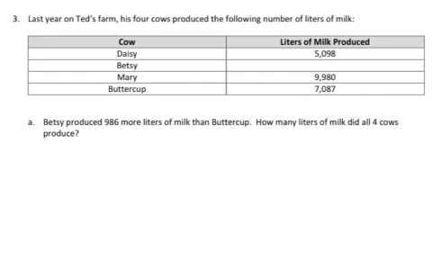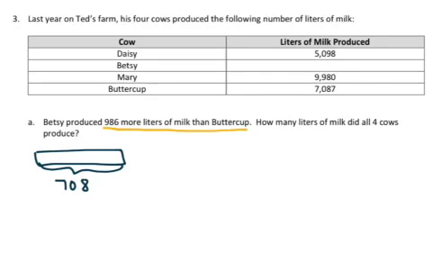So part A says Betsy produced 986 more liters of milk than Buttercup. How many liters of milk did all 4 cows produce? So we have to find Betsy's first. So this is important, 986 more liters of milk than Buttercup. So let's just draw a simple tape diagram. So this is what Buttercup produced, which was 7,087. But Betsy produced 986 more. So Betsy is this whole total, okay?